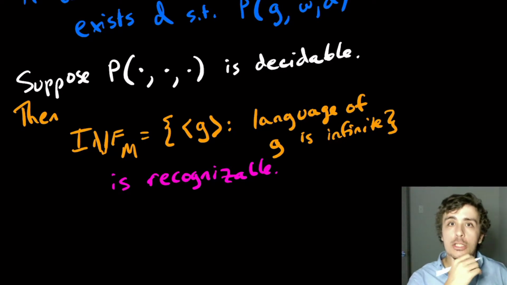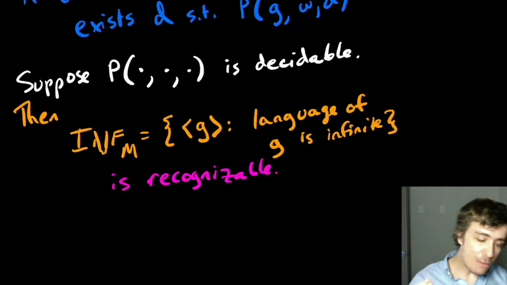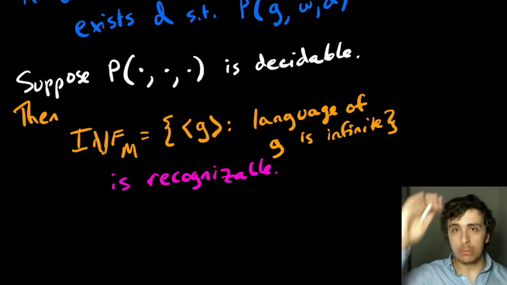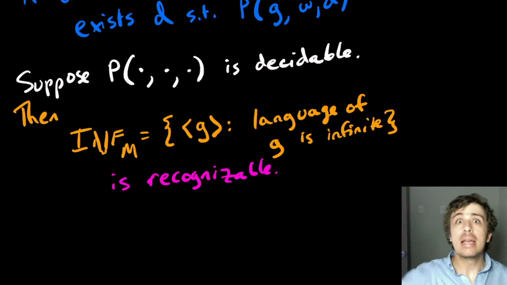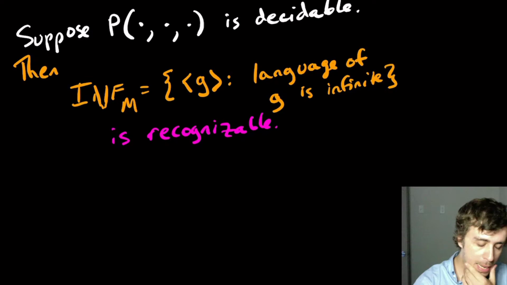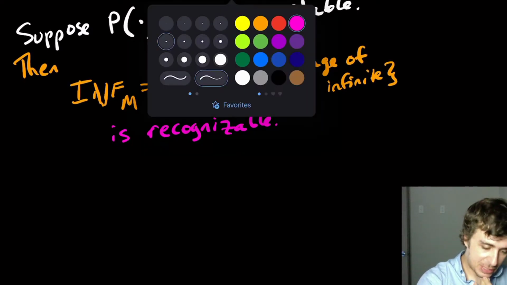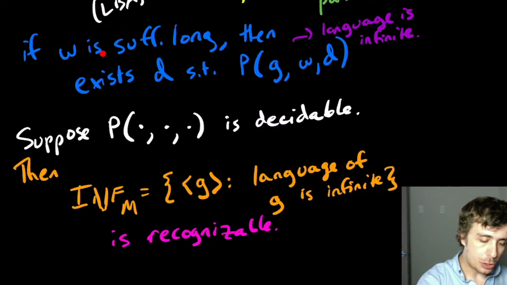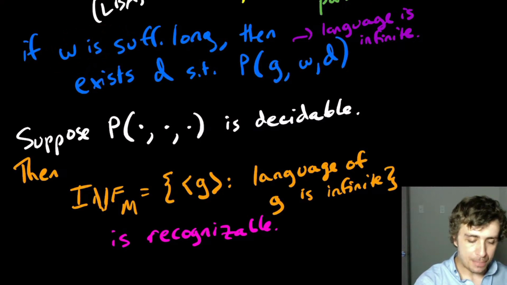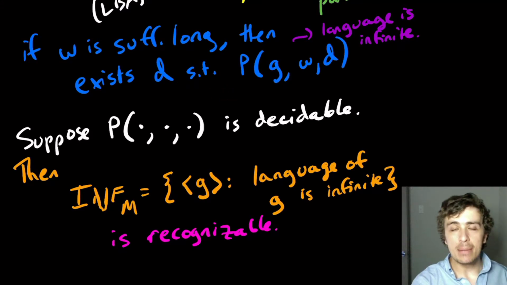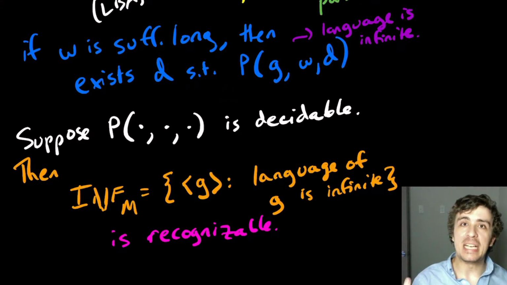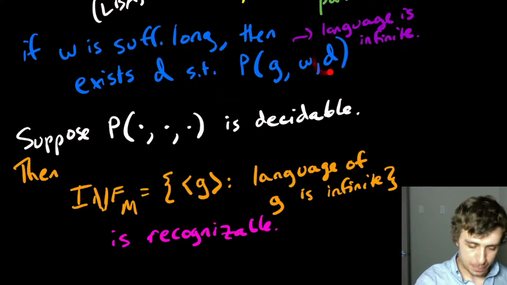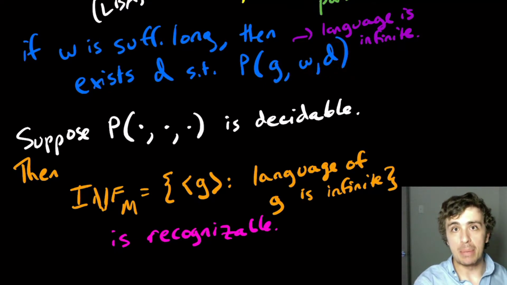I claim that this thing is recognizable if the predicate that we assumed, which was a reasonable assumption, is decidable. And how does this work? Well, let's think about it. If we have a sufficiently long string W, then there exists a D, provided that the language of the thing is infinite, such that this property holds.